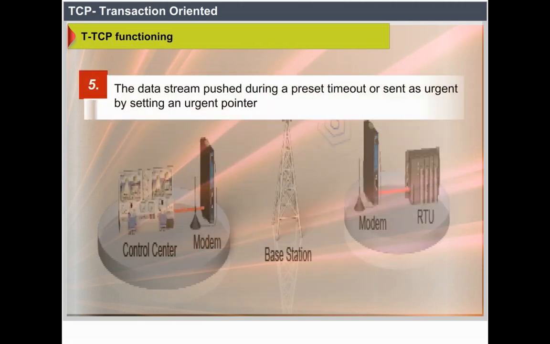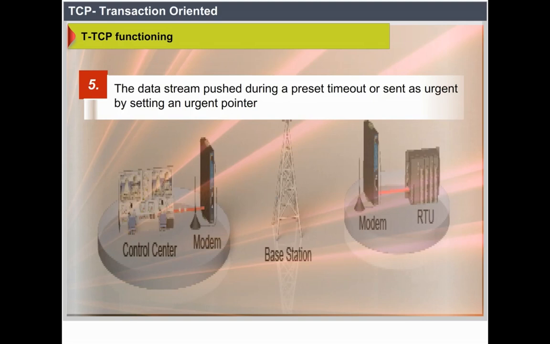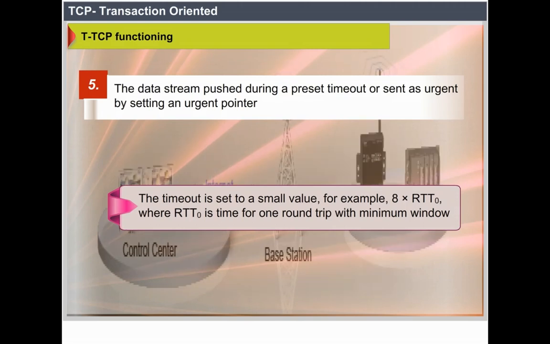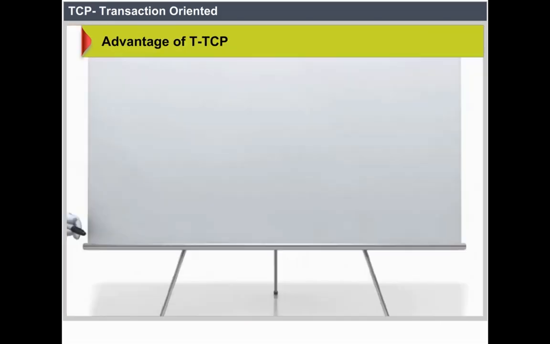The data stream is pushed during a preset timeout or sent as urgent by setting an urgent pointer. The timeout is set to a small value, for example 8 into RTT0, where RTT0 is the time for one round trip with minimum window. TTCP thus becomes efficient for short data streams.